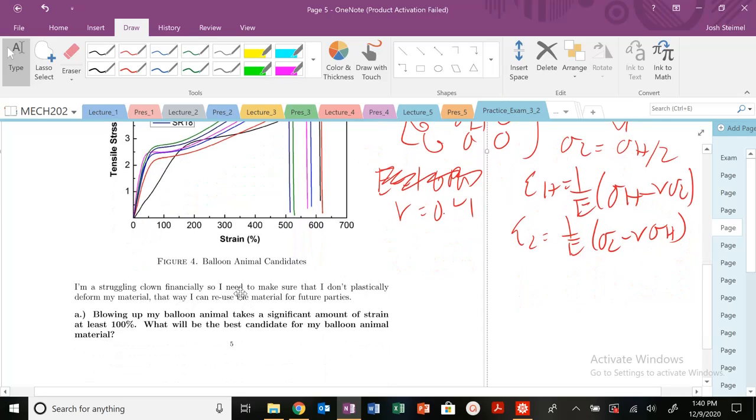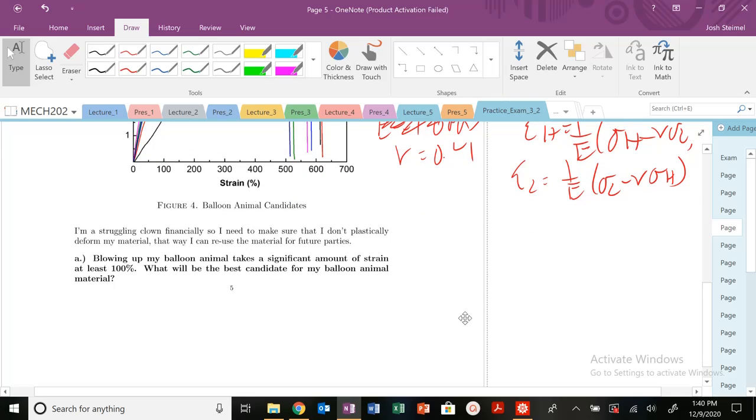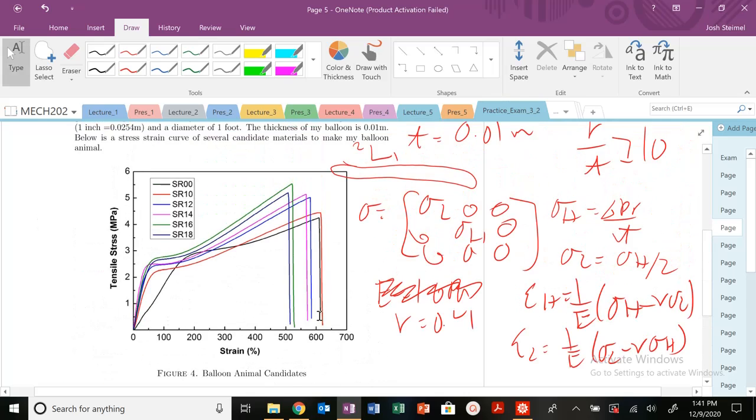So I'm struggling kind of financially. I need to make sure that I don't plastically deform my material. That way I can reuse the material for future parties. You know, very stingy, very cheap balloon clown, but times are tough. I need to make sure blowing up my balloon takes a significant amount of strain. I need to basically blow it up. I need to strain at least 100%. So what will be the best candidates for my balloon material?